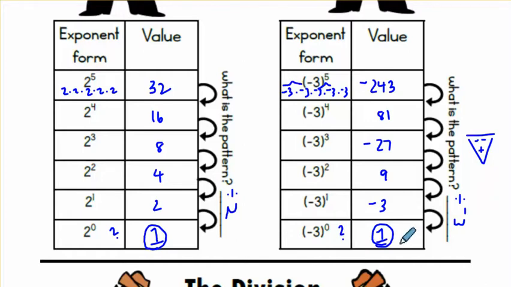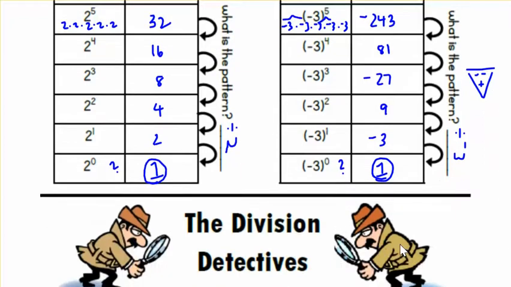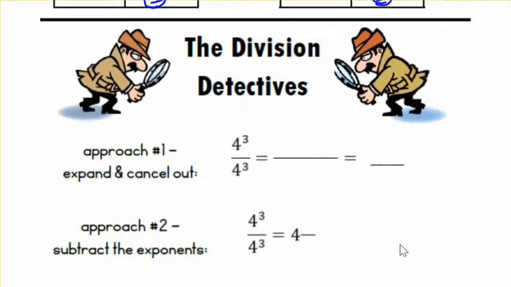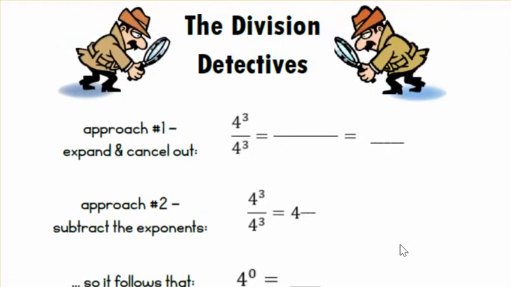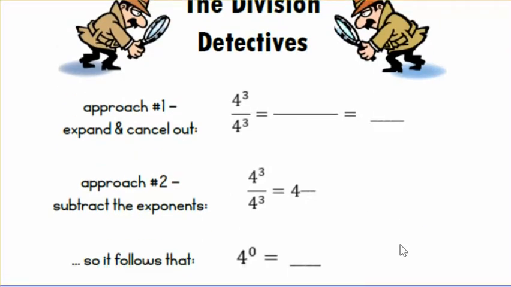Now, let's prove it a different way. Let's use our division rules for exponents. We're going to be division detectives, okay? So we've got 4 to the 3rd power over 4 to the 3rd power. Well, if we write that out, it'd be 4 times 4 times 4 on the top and 4 times 4 times 4 on the bottom. And then we know that we can cancel out some things, right? This one and this one cancel out, this one and this one, this one and this one. And so all that we're left with is 1.